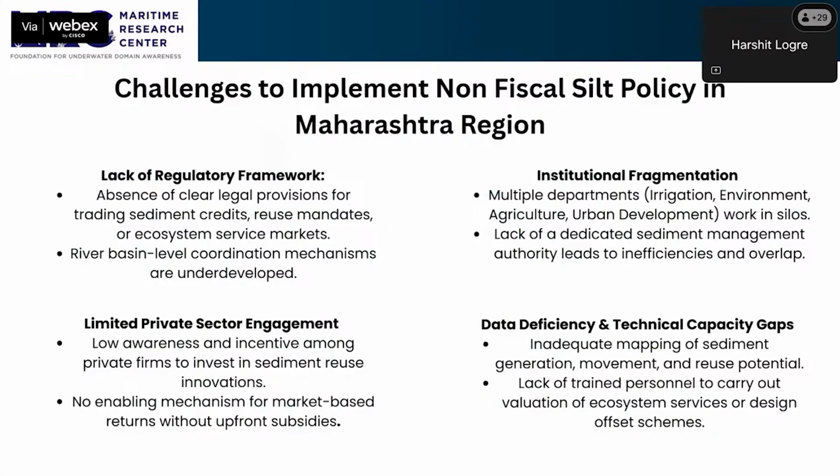Third is the limited private sector engagement: low awareness and incentive among private firms to invest in sediment reuse innovations, and no enabling mechanisms for market-based return without upfront profits. And last is data deficiency and technical gaps: the inadequate mapping of sediment generation, movement, and reuse potential, and lack of trained personnel to carry out valuation of ecosystem services or design offset schemes.